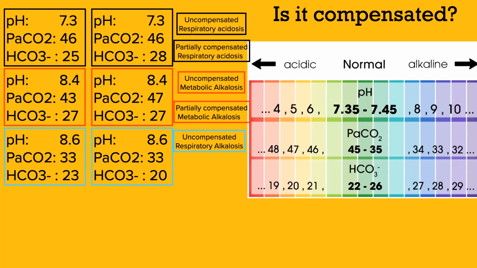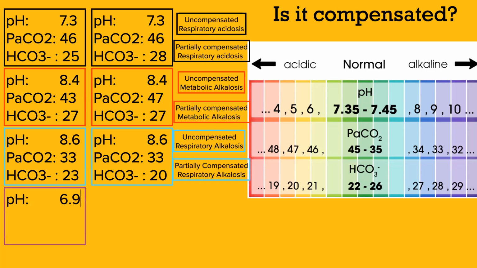pH 8.6 is alkalotic. PaCO2 alkalotic. Bicarb acidotic. Is pH normal? No. Uncompensated or compensated? Partially. Partially compensated respiratory alkalosis.